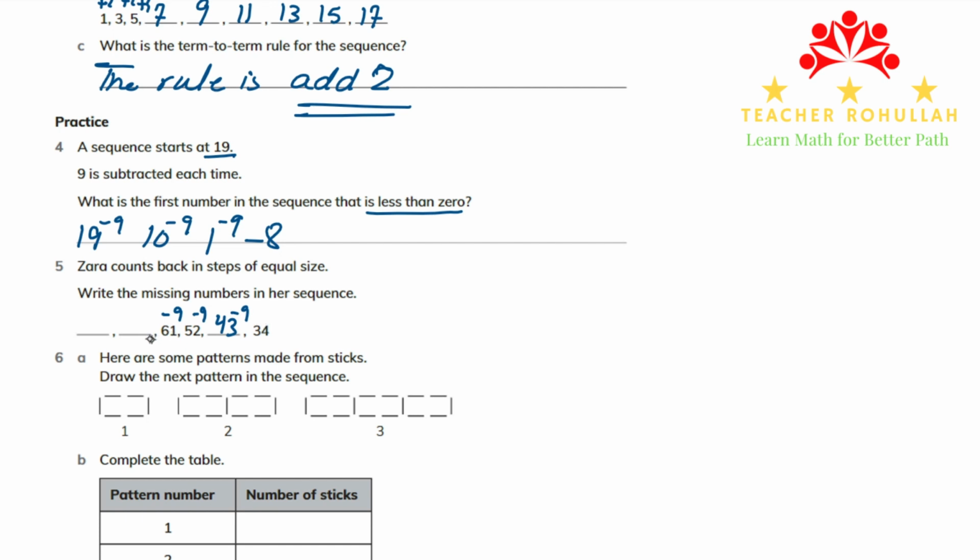So what number is subtracted by 9 to get 61? For sure it is 70, and the previous one is 79, because 79 minus 9 is 70, and 70 minus 9 is 61. So we are done with question number 5. Let's now work on question number 6.